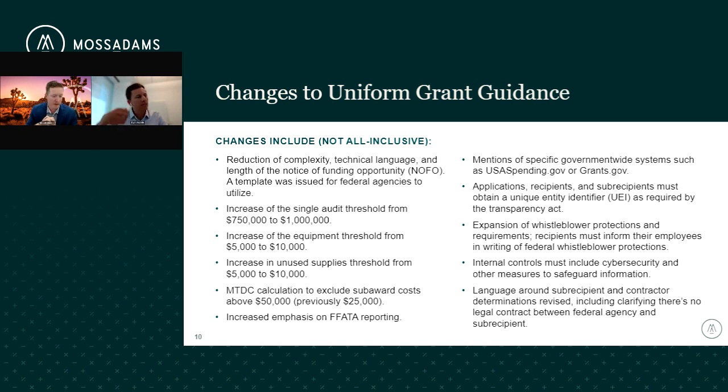There's also increased emphasis on data reporting. There are some other changes in language around websites that could be referenced as part of the regulations. Also, all recipients will need to register for a UEI, a unique entity identifier, now as part of the Transparency Act. This was already a requirement, but it's been brought forth as a more stringent requirement. There's an expansion of whistleblower protections. And this next one: internal controls must include cybersecurity and other measures to safeguard information. Obviously this has always been a focus, but it's now written into the regulation. So you should really make sure that you're doing what you need to do in order to safeguard your data.